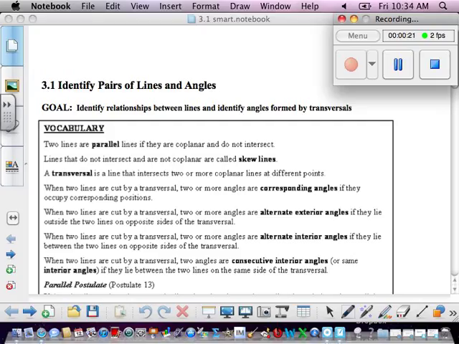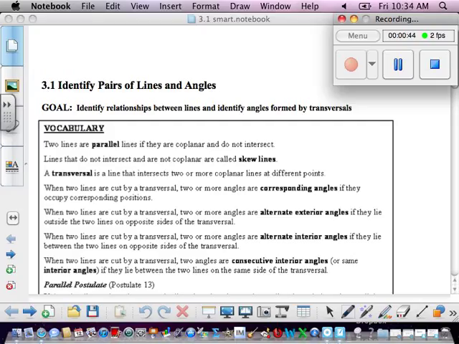3.1, we're looking at lines and angles. There's a bunch of different vocabulary here. Who knows what parallel is? It means they never intersect. They don't have to be equal. Skew lines are like a line on the ceiling and a line on the floor. They're in different planes and they don't intersect. Perpendicular intersects at a 90-degree angle. A transversal is a line that cuts through two lines.